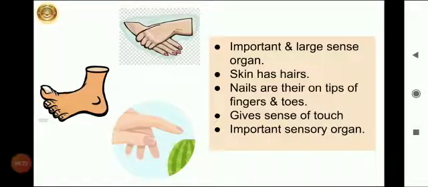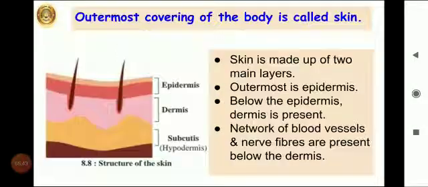Let's see. The skin is an important and large organ of all living things. The skin has hair. There are nails on the skin at the tips of the fingers and toes. The skin gives us the sense of touch. The skin is an important sensory organ of the body. To know more about skin, it's very important to have an overview of the structure of the skin. So let's explore the structure and function of the skin.